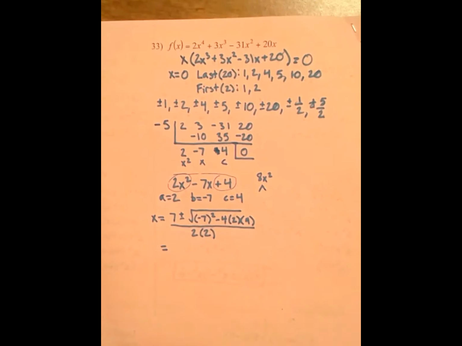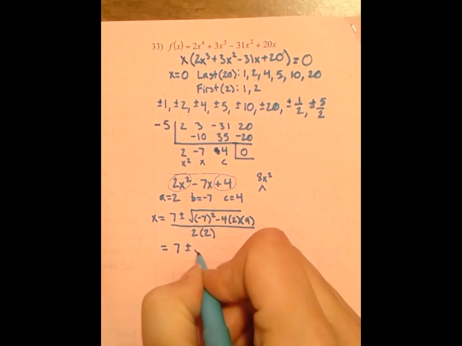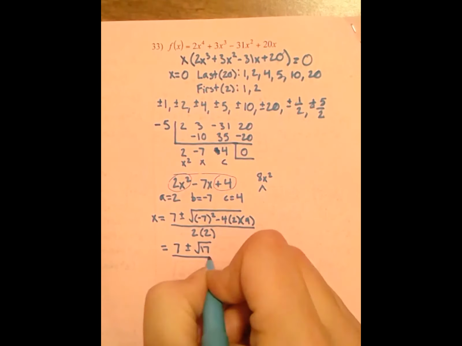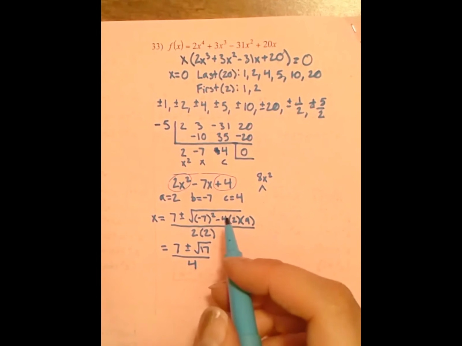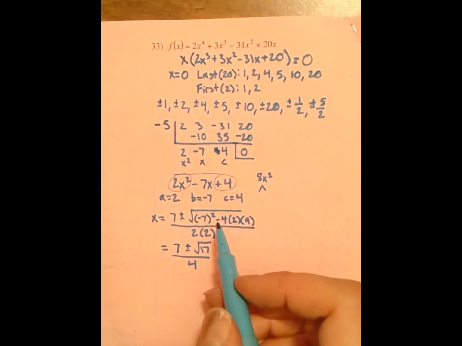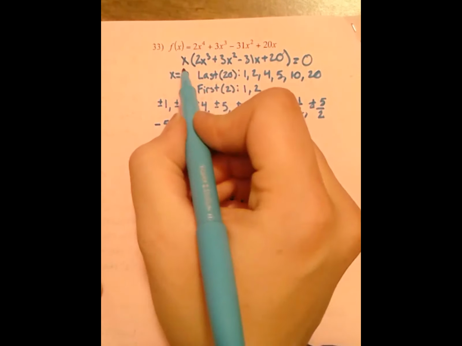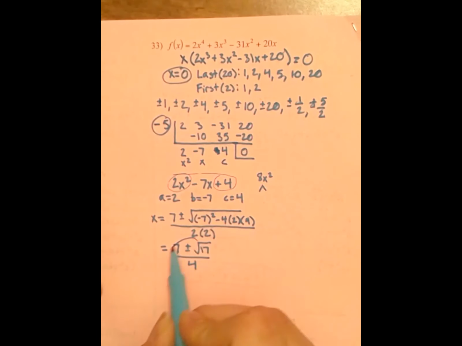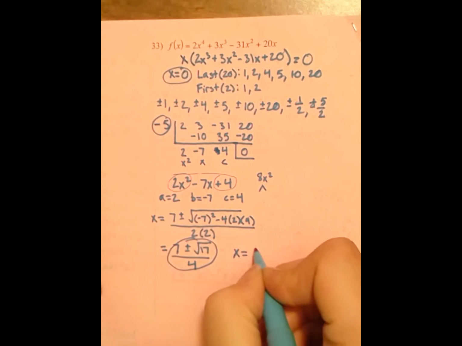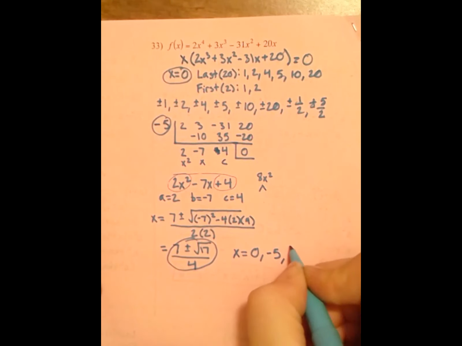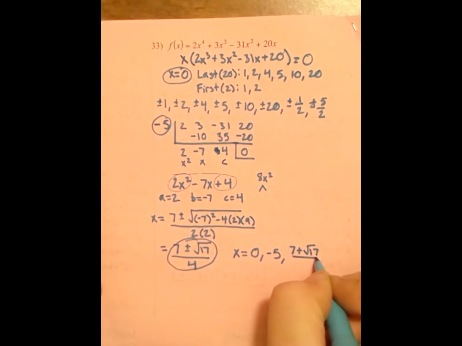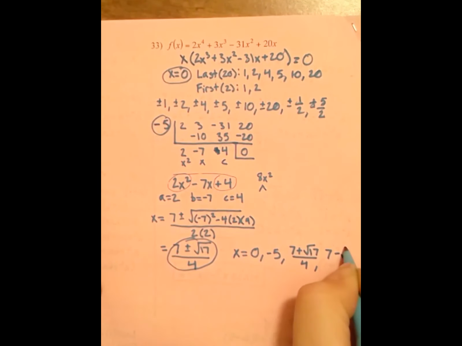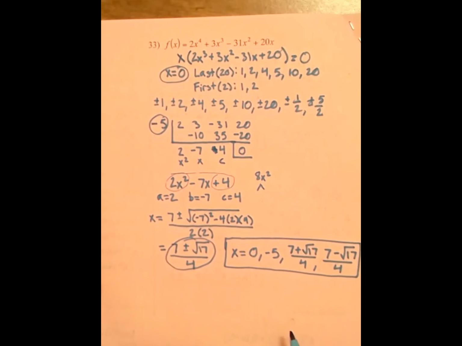Looks like we get a 17. Okay, just going to adjust that. 7 plus or minus the square root 17 over 4. And doesn't look like that reduces at all. So I have this one, and these two. 7 plus square root of 17 over 4, and 7 minus square root of 17 over 4. And there we go.